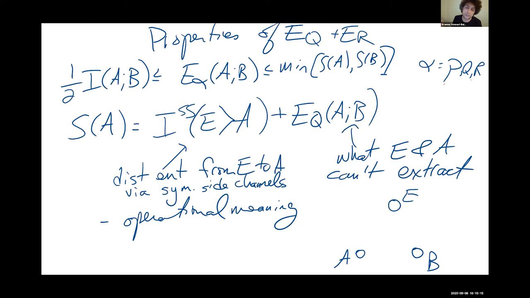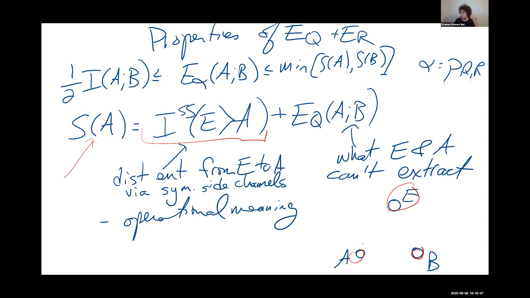The second thing that I wanted to mention about EQ is that we get a nice, or a reasonably nice, operational interpretation of EQ from this decomposition of the entropy of A into two terms. It's equal to the sum of something called the symmetric side channel distillable entanglement from E to A. So I have the state rho AB here. And then I imagine that Eve holds the environment, and she's trying to distill entanglement with Alice.